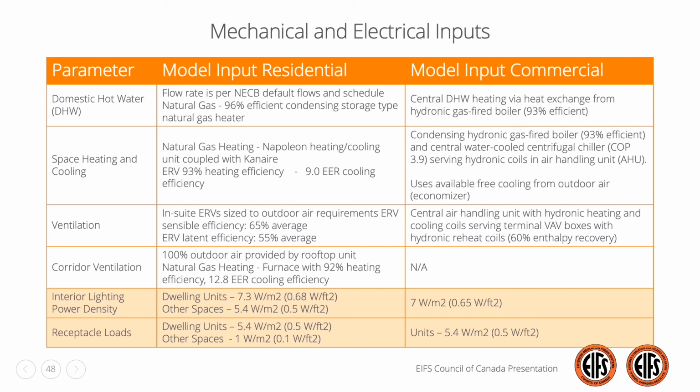So domestic hot water, space heating and cooling, ventilation, corridor ventilation in our residential example, interior lighting and power density, and of course, receptacle loads.